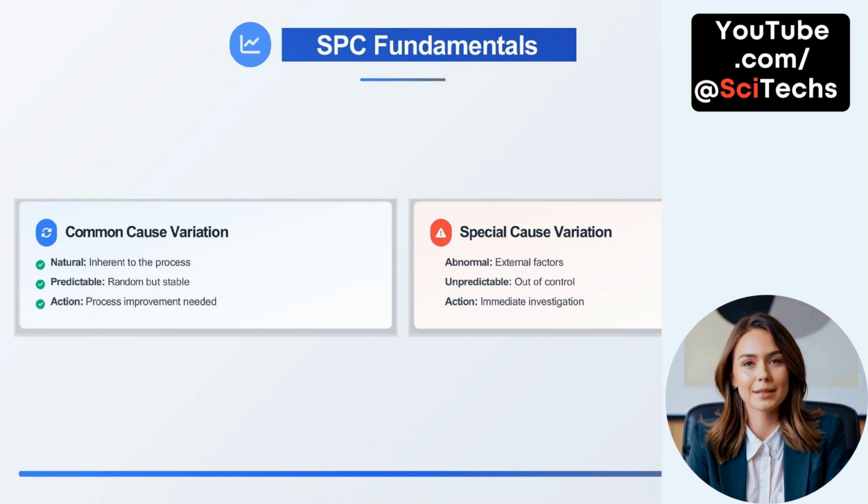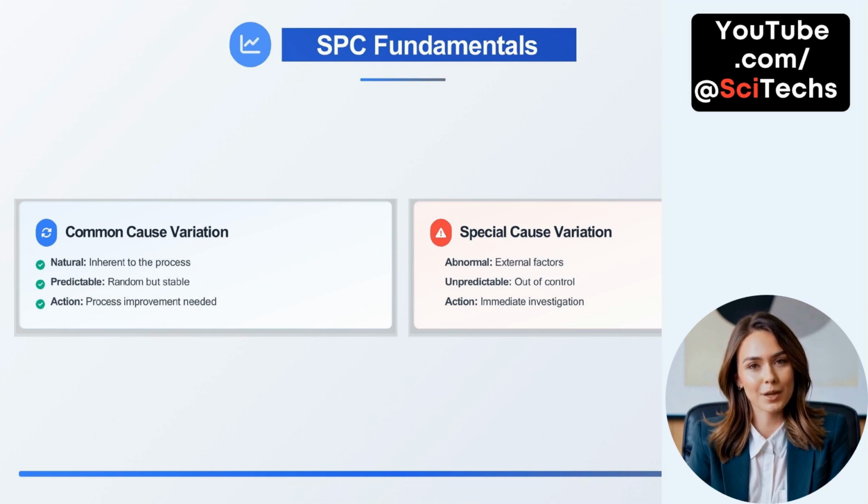On the other hand, special cause variation arises from external or abnormal factors. These are not part of the usual process and are therefore unpredictable and often disruptive. Special causes indicate the process is out of control and require immediate investigation to identify the root cause. Acting quickly on special cause signals prevents defects, equipment damage, or product scrap. Distinguishing between these two variation types is essential for effective decision-making and process stability in semiconductor fabs.